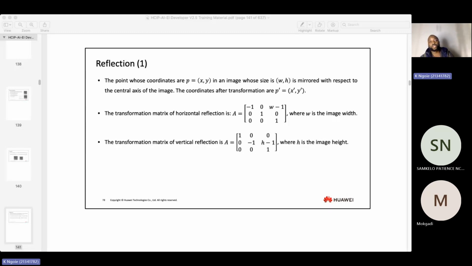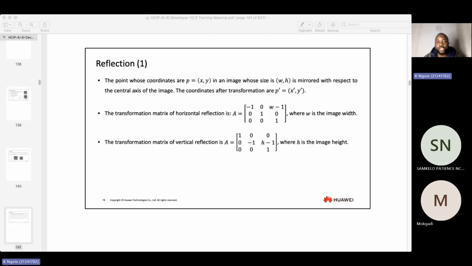Reflection, or mirroring, transforms an image so that it appears as a mirror image across a line or an axis. We can have a horizontal flip, which means we flip it around the vertical axis, or a vertical flip, which means we flip it along the horizontal axis or the x-axis. We can also do a diagonal axis, but that is less common. That will be the reflection, which is very important.